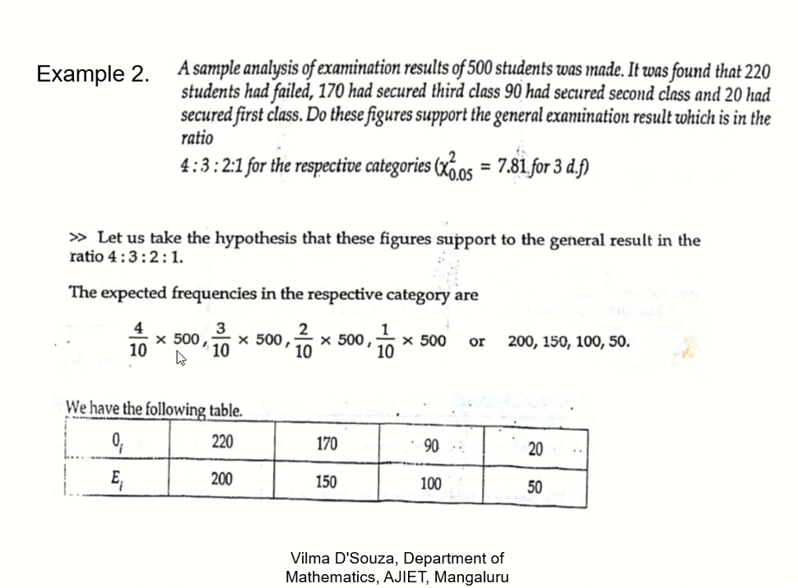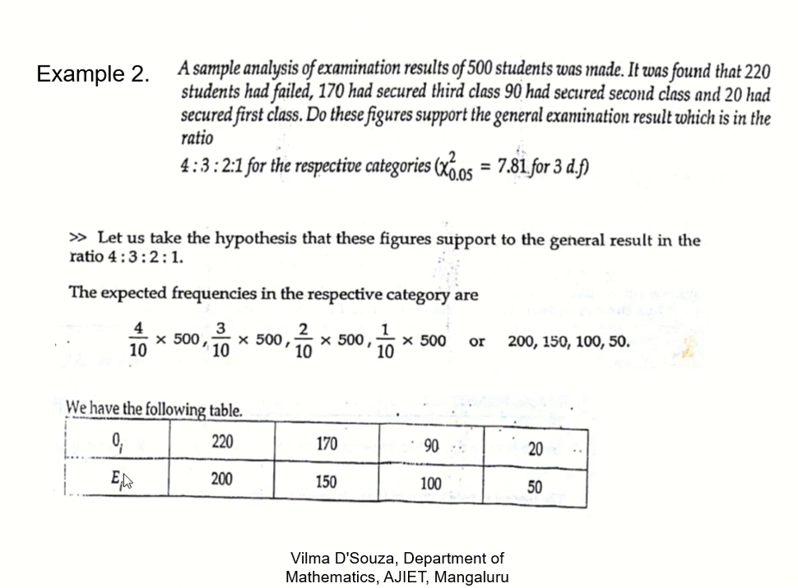So this you can observe here. 50 into 4 is 200. Then 150. Then 100, then 50. This is what? Expected frequency. Given in the problem is the observed frequency. What you have calculated is the expected frequency. So write down all the data in a tabular form.